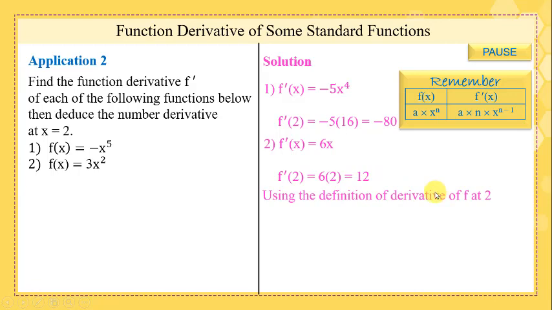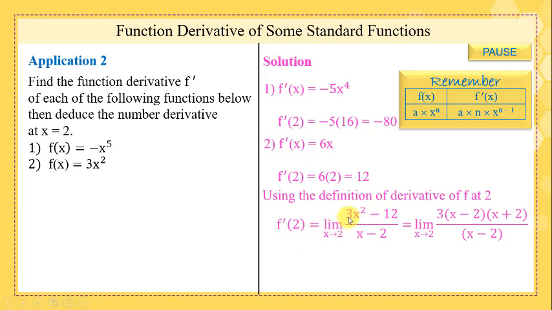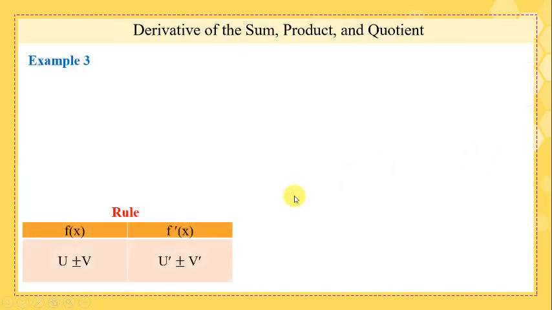Now, if we want to use the definition of derivative of f at x equal 2, f prime 2 equal limit, etc., the previous method taken in part 1, if you complete calculation, you will get the same answer, okay? So these rules facilitate the calculation. Now, we will talk about a new rule. If we have addition or subtraction of two functions or expressions, simply we distribute the derivative over them. U plus v, u minus v, the derivative is u prime plus v prime or u prime minus v prime.